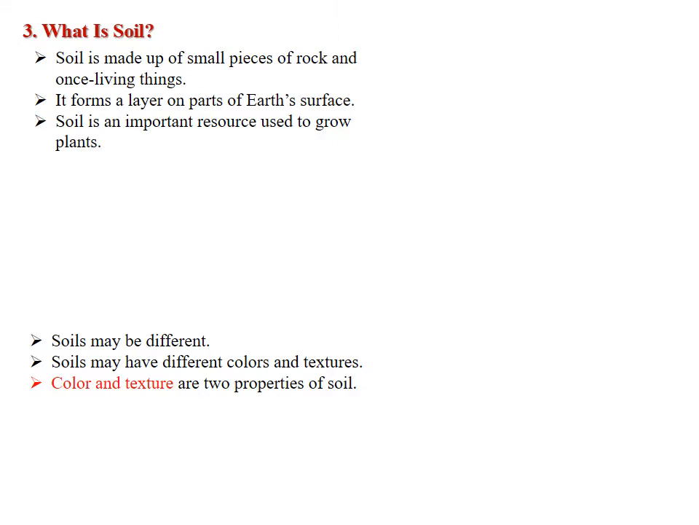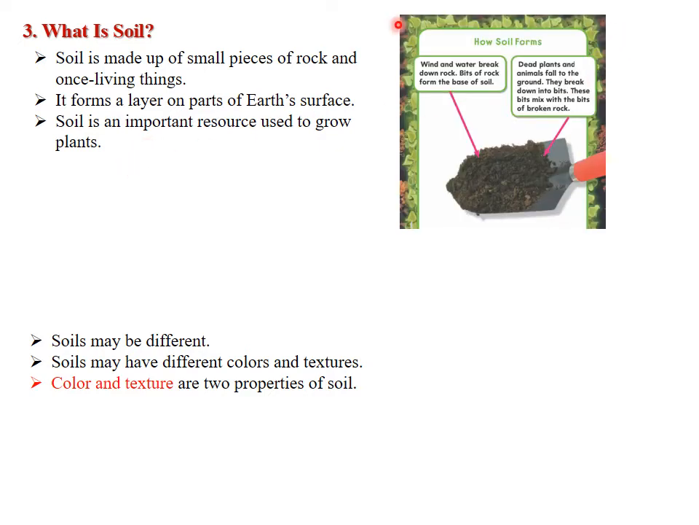Let's see what is soil. Soil is made up of small pieces of rock and once living things. It forms a layer on parts of Earth's surface. Soil is an important resource used to grow plants. Let's look together at the first picture and see how soil forms.